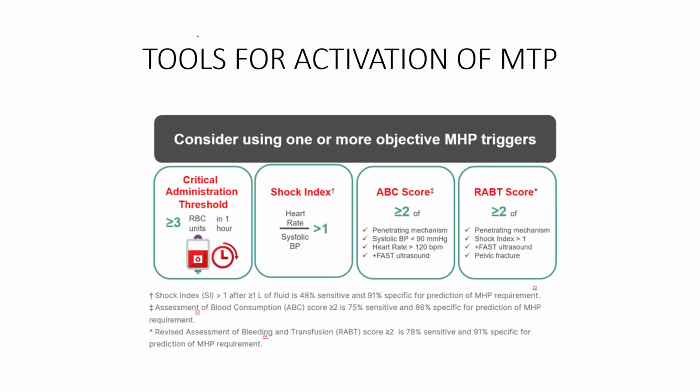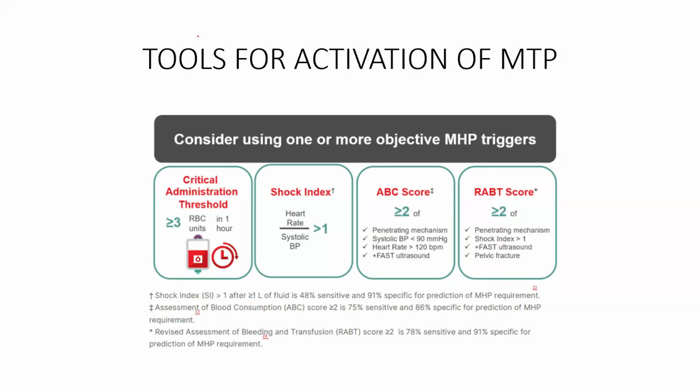Similarly, one of you has already told ABC score and RAB score. The components of the ABC score are penetrating mechanism, systolic blood pressure less than 90 millimeters of mercury, heart rate of more than 120 beats per minute, and a FAST on ultrasound being positive. If any two of the four mentioned parameters are present, then you can keep a close watch on such patients. These are the patients who will require the activation of MTP.